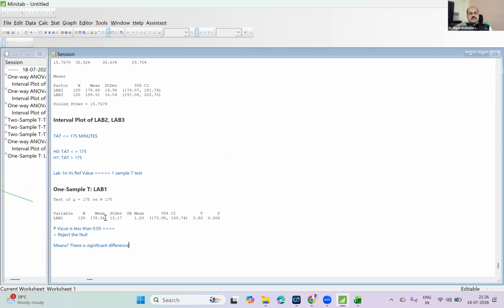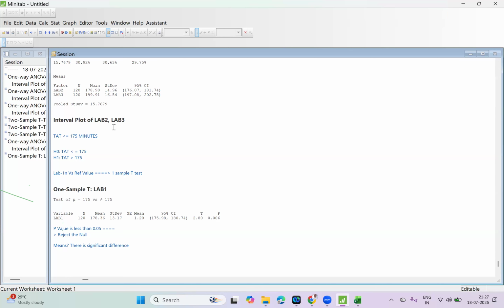Now let us look at the mean turnaround time. How much is it? 178. How much is permissible? Only 175 is permissible, isn't it? So the mean is on the higher side. So reject the hypothesis. What is your null hypothesis? The laboratory is found to have a TAT lower than 175, which is wrong. That is getting rejected. So now you should not be allowing lab 1 to have a setup in your hospital. Is it clear, all of you?